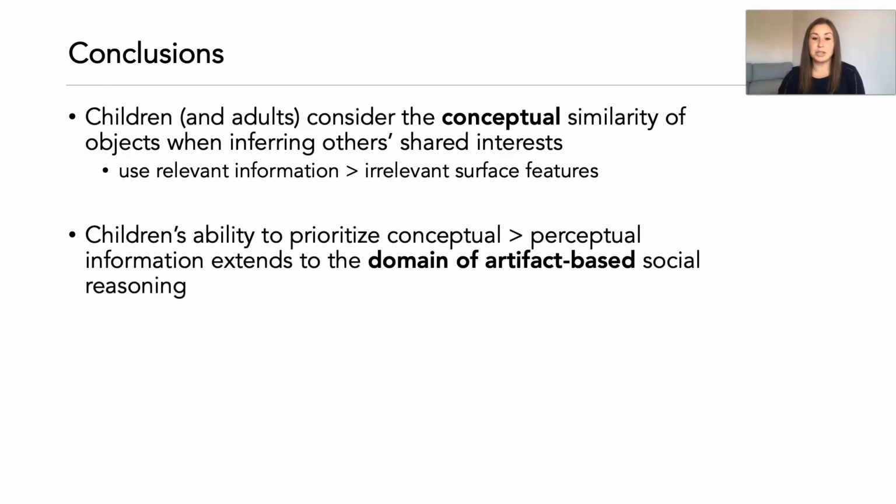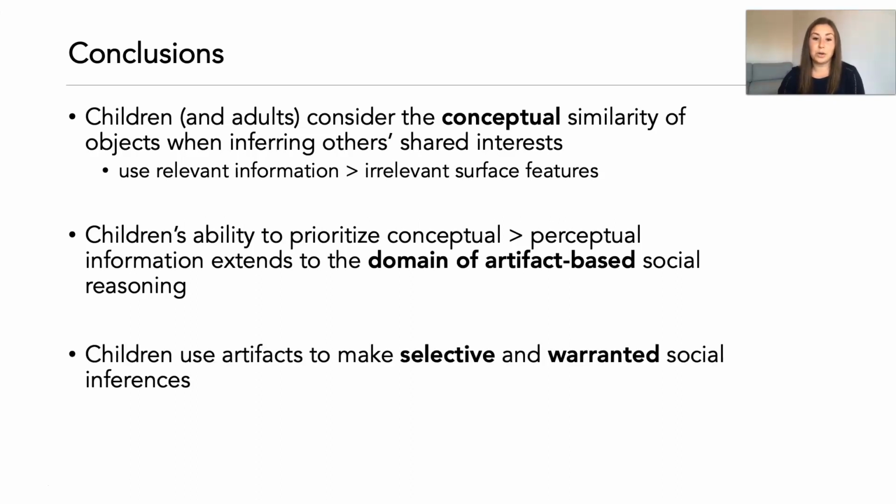Importantly, these findings contribute to the current literature by showing that by age 4, children's cognitive ability to prioritize conceptual over perceptual information extends to the domain of artifact-based social reasoning. It also shows that 4-year-olds use the artifacts people own and choose to make selective and warranted social inferences. That is, children don't infer that people with similar objects are similar on every dimension. Instead, when asked which people had the same arbitrary properties, such as the same bedtime, birthday, or middle name, children did not systematically select either character and most often reported that they didn't know.